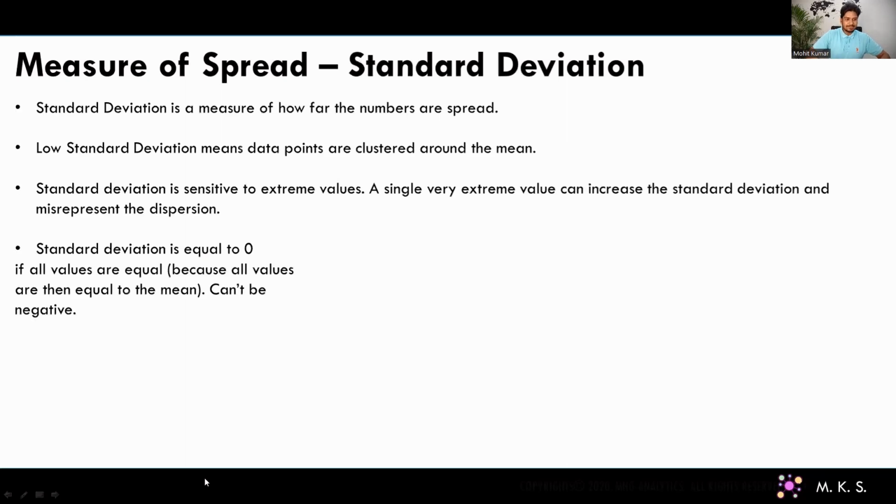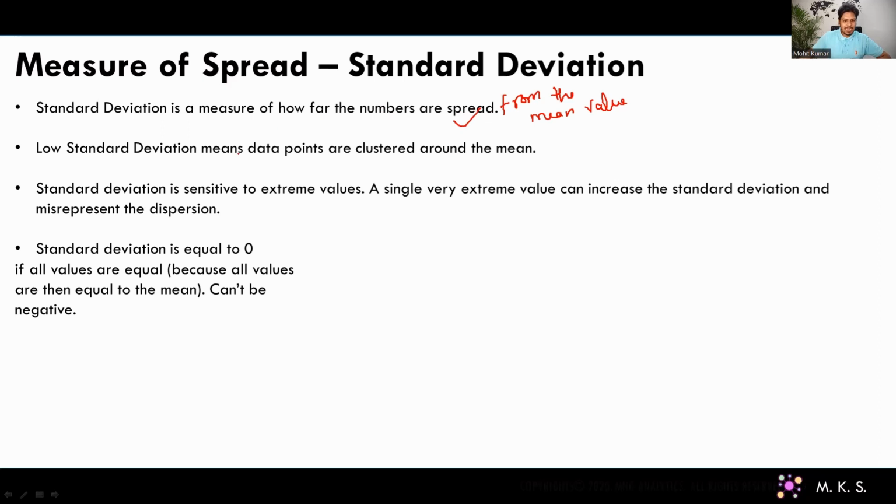Now let's look at the second most popular. This is the most popular measure of spread we have, that is standard deviation, guys. And let's deep dive into this. So what is this standard deviation? Standard deviation is a measure of how far the numbers are from the mean value, right? When we look at the formula, this point will get clear, guys. Here we try to find out how far the numbers are from the mean value.